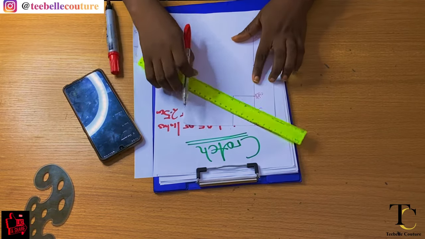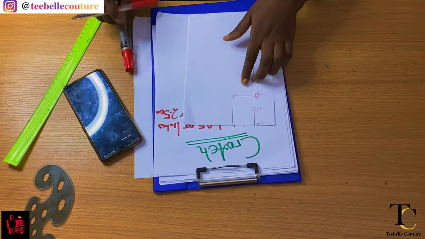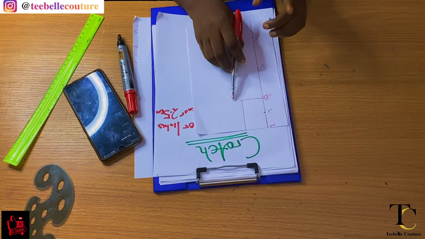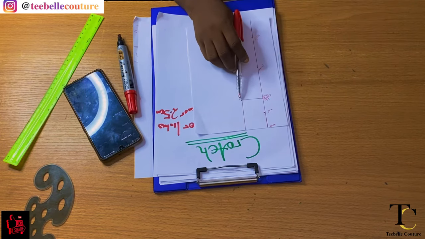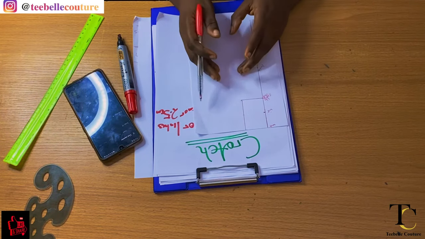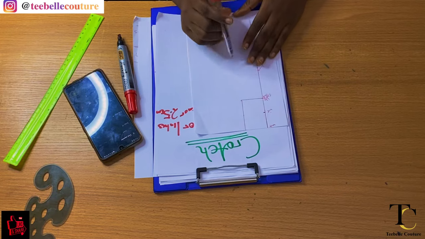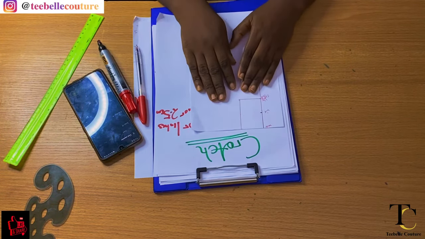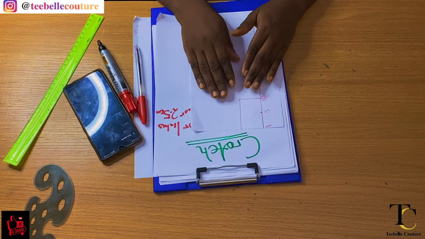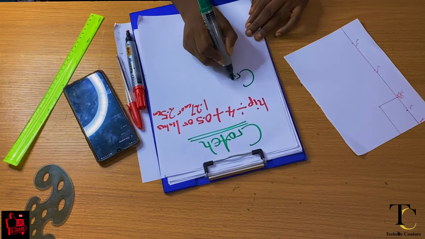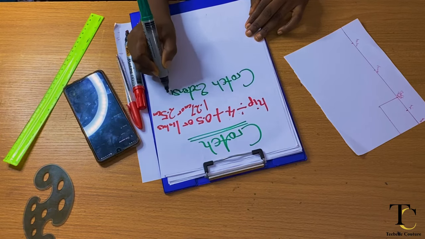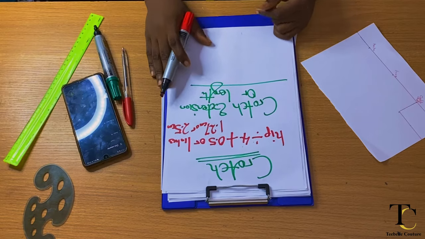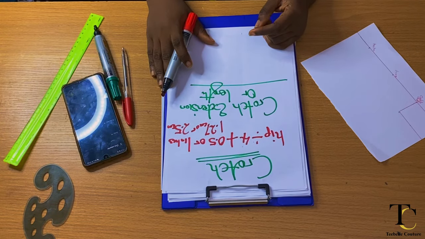The next thing I'll be looking for along the horizontal line is my crotch extension or length. We call this extension or length. It is in getting this crotch extension and length that I'm going to give you different methods you can use to get a perfect and well-fitted crotch. So the next thing we'll go on to is our crotch extension or our crotch length. The first method is going to be the total crotch measurement.